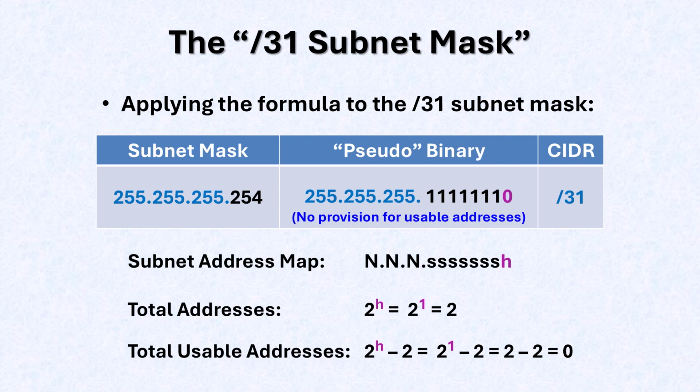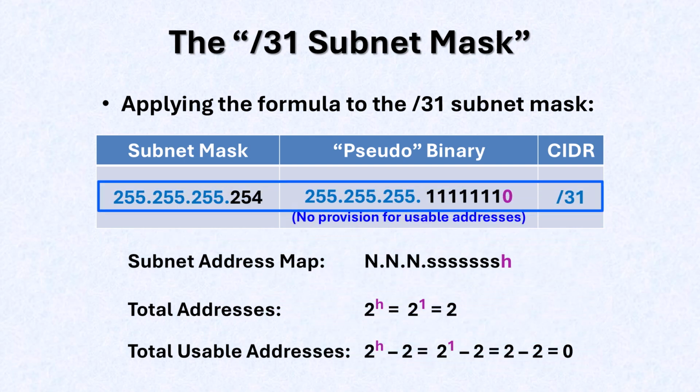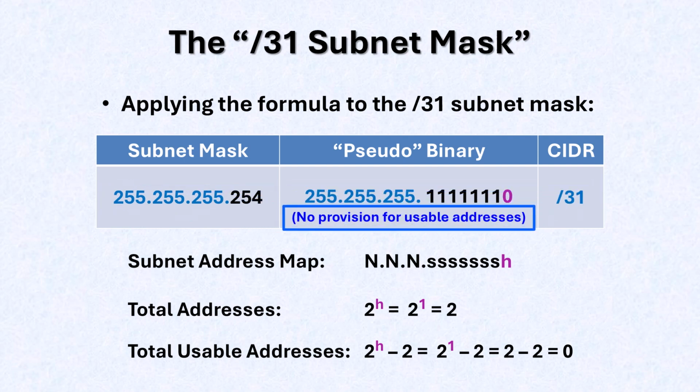Applying the formulas to the /31 prefix length, we end up with a total of 2 addresses and a total of 0 usable addresses. This is why the /31 prefix length cannot be used as a subnet mask in a network address space, because it does not make provision for usable addresses.